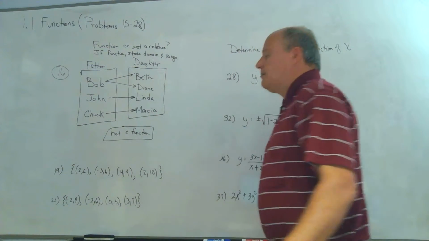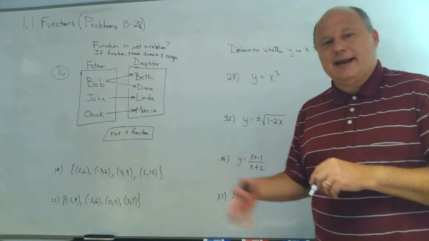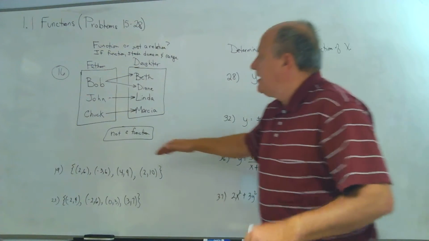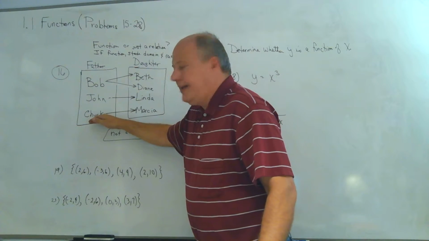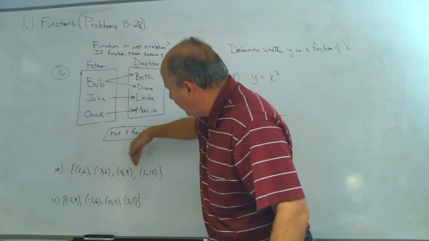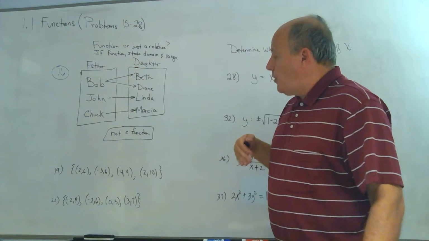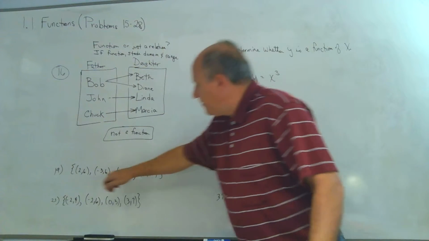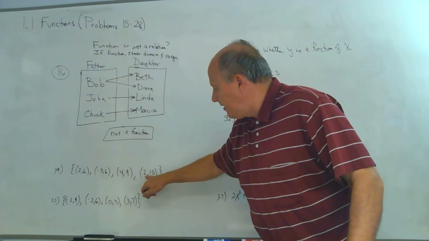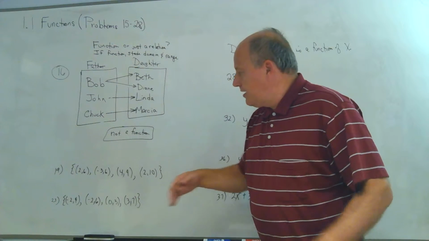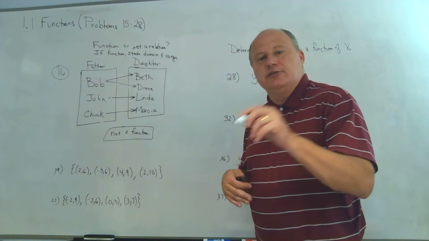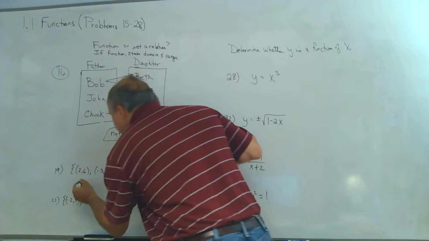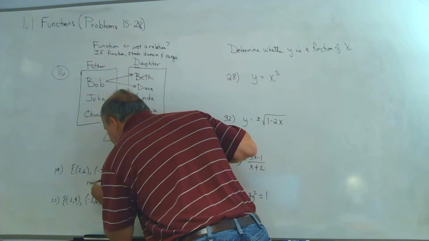Now, the next problem is number 19. It's the same idea, except it's not a mapping. It's a list of ordered pairs. Whereas the x coordinates before were Bob, John, and Chuck, the x coordinates here are 2, -3, 4, and 2. So the question becomes, is any x coordinate repeated? Right here, 2 is repeated. Even though they're side by side, 2 gives me 6 and 2 gives me 10. So it's not a function.